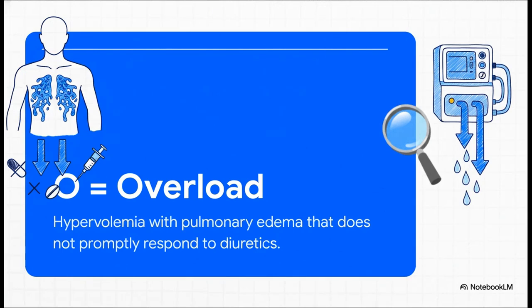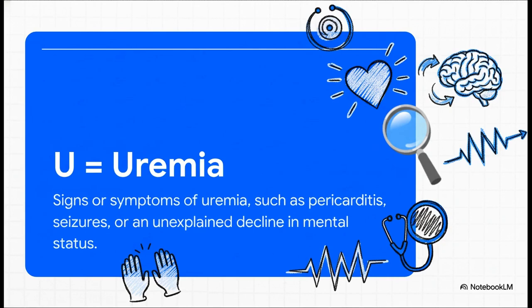O is for overload. I want you to picture this. Your patient is literally drowning in their own fluid. They've got flash pulmonary edema, they can't breathe, you've slammed them with high-dose IV diuretics, and nothing. Not a drop of urine. That is a refractory volume overload, and the only way to get that fluid off is to physically pull it out with dialysis.